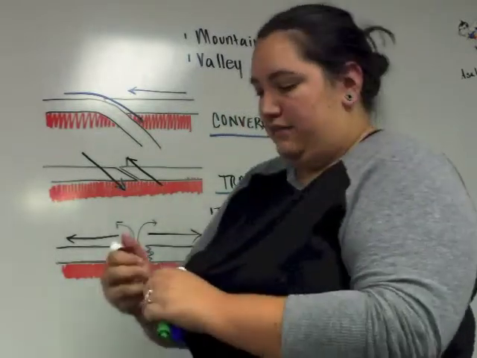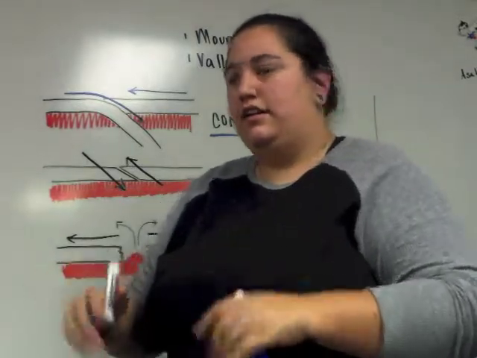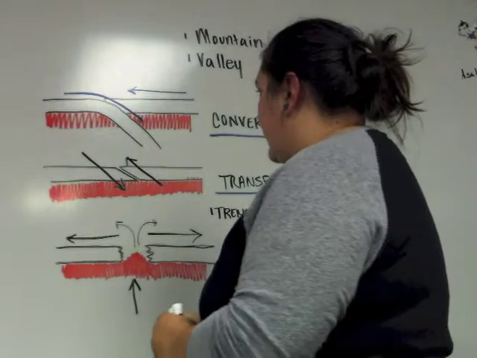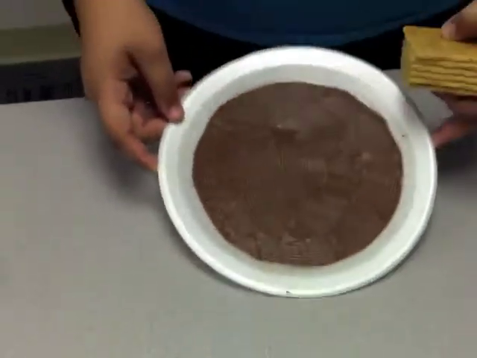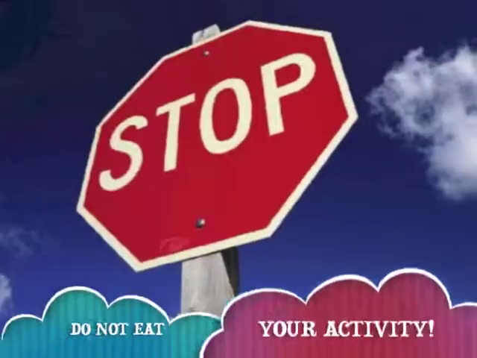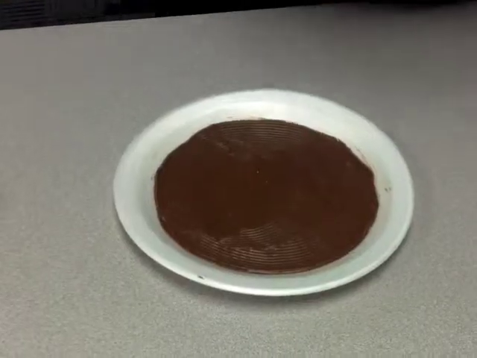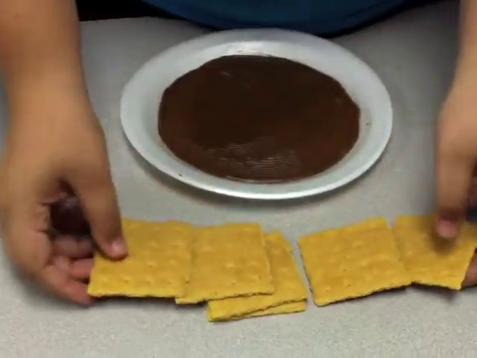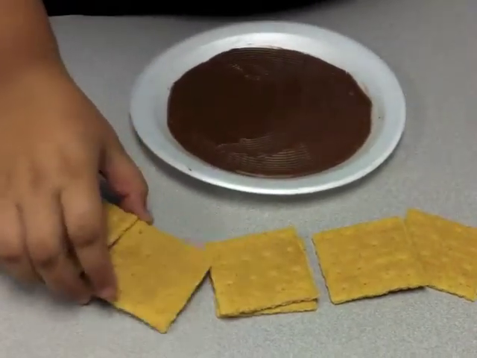So what we're going to have today is an activity, and it's going to be hands-on, so that you can see exactly how these plate boundaries work with one another. What this chocolate frosting is going to represent is our magma. And these graham crackers are going to be our plates, which is the crust of the Earth.